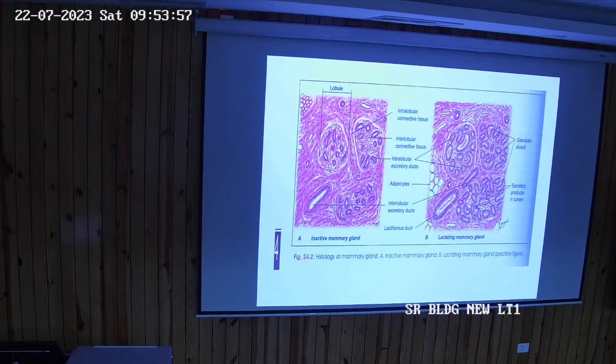Do you see this? Okay? Wall. See this duct. The wall of this duct is thickened, and see this duct. This is an interlobular duct. It is lined by cuboidal epithelium.